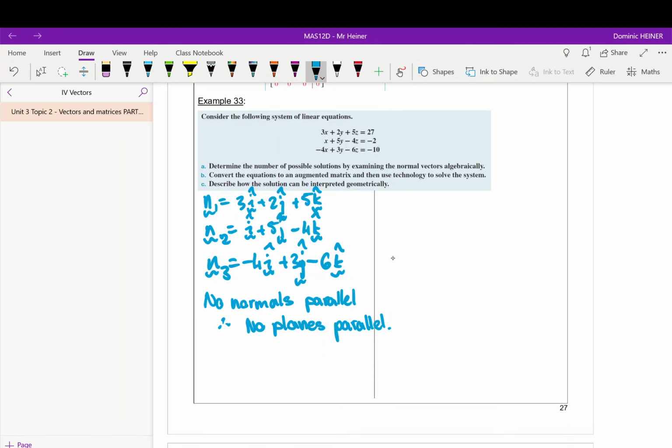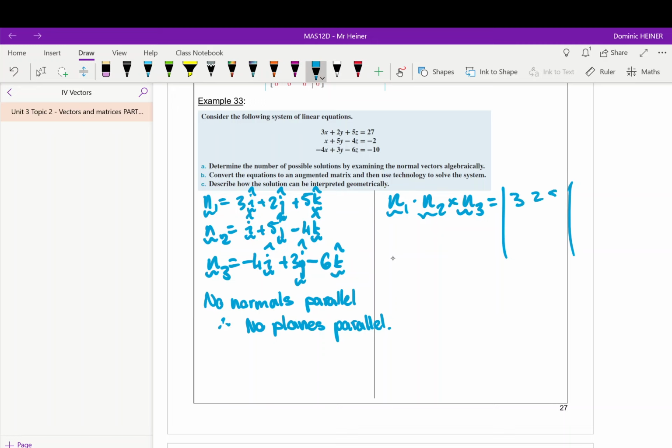If the scalar triple product is not equal to 0, the planes are not coplanar and they intersect at a unique point. So the scalar triple product, n1 dot n2 cross n3, can be found by substituting into a matrix and finding the determinant.